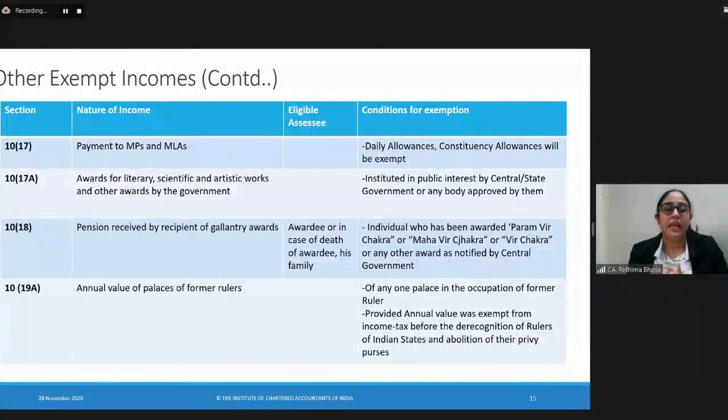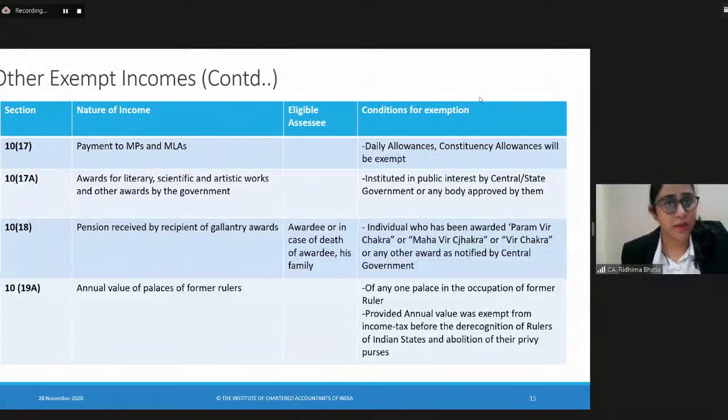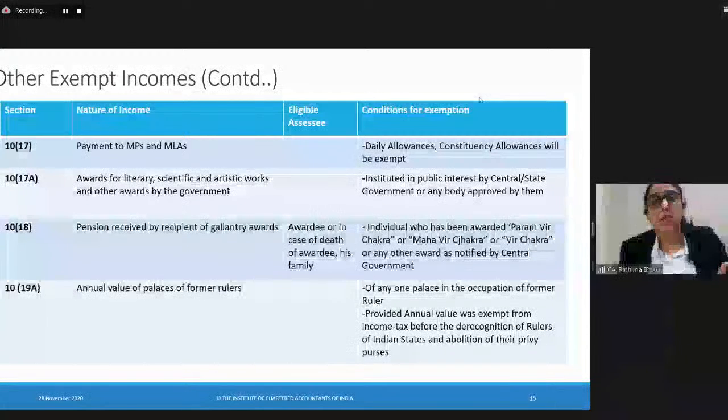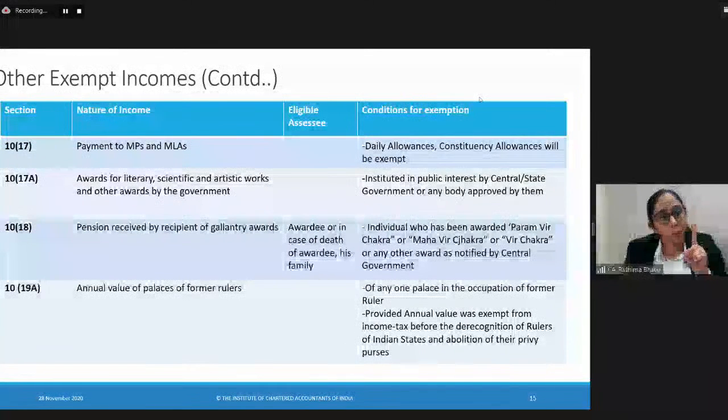Next, we move to clause 19A, section 10, annual value of palaces of former rulers. Now, rulers have palaces. You go to Madhya Pradesh, you go to Rajasthan, they still have these palaces occupied as their residences, right? So whenever you have such palaces, you have to give their annual value, correct? Remember in house property. So only one such palace's annual value would be exempt. If you have three palaces, the annual value of one of them would be exempt. Clear?